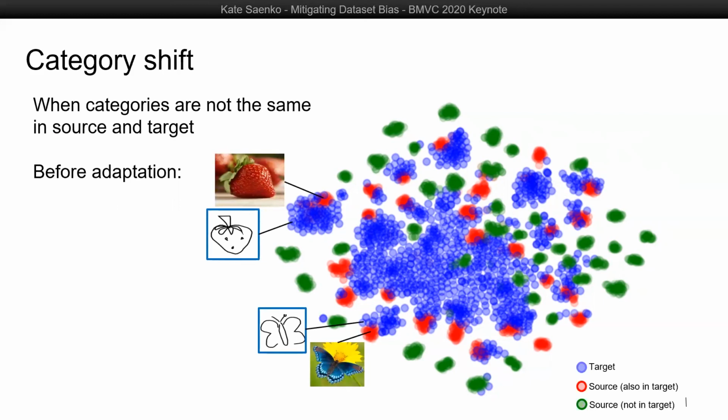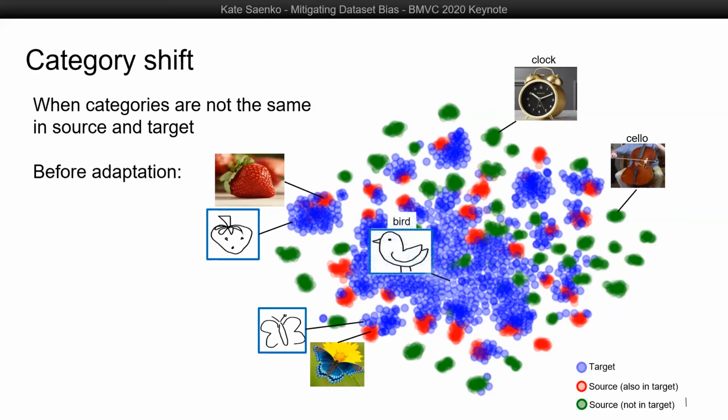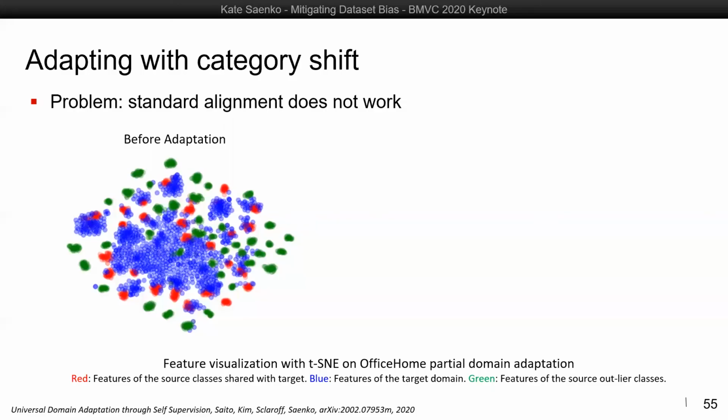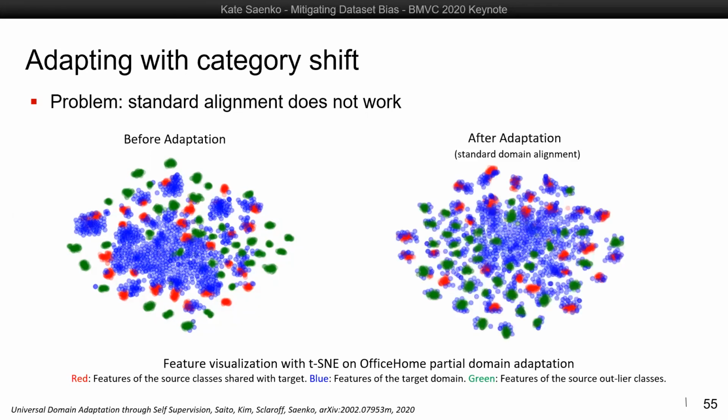So again, these red and blue points are source and target points from classes that exist in both domains. But the green points are from classes in the source that do not exist in the target, whereas some of these blue points in the middle are from classes in the target that are novel, and they're not present in the source. Let's see what happens in a category shift scenario when we do standard domain alignment. The resulting distributions look like this, where we see a problem because a lot of the blue target points are becoming aligned to green source points, which are classes that are not present in the target, so those points will be misclassified.